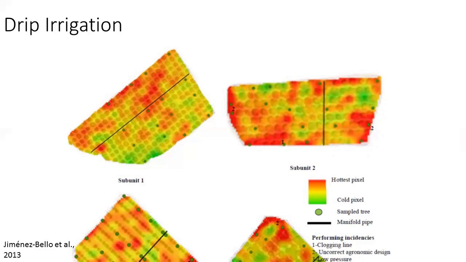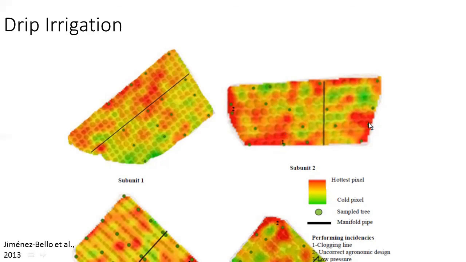And so when a plant or a tree is stressed, it's going to get hotter. Just like when you get sick, you run a fever, you're going to be hotter than you normally would be. In this case, they flew over the field, and where you see that number 1 identified, they went back out and found that there was a plugged drip line in that area, and that's why these trees were coming out red, because they weren't getting enough water.